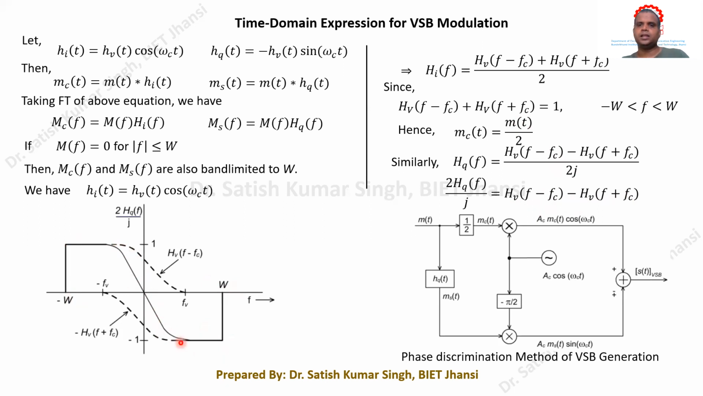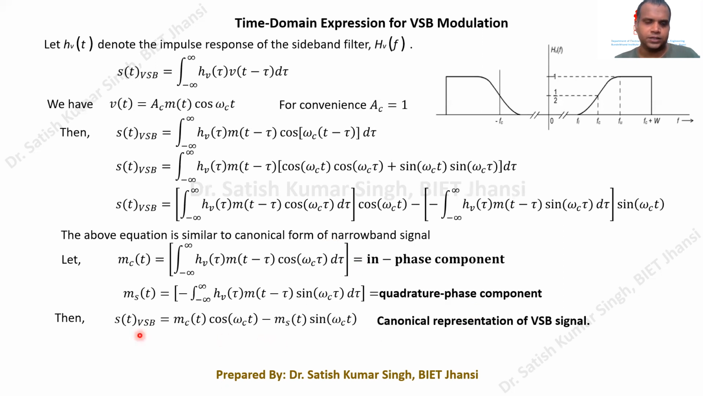So basically, if you see from this canonical representation of the VSBS signal, in the previous case we have defined the canonical representation by this equation. Then by just having this expression, we can draw a block diagram with a phase discrimination method for generation of the VSBS signal. We have to take the message signal first, and as we know, MC(t) is the same as m(t) divided by 2.